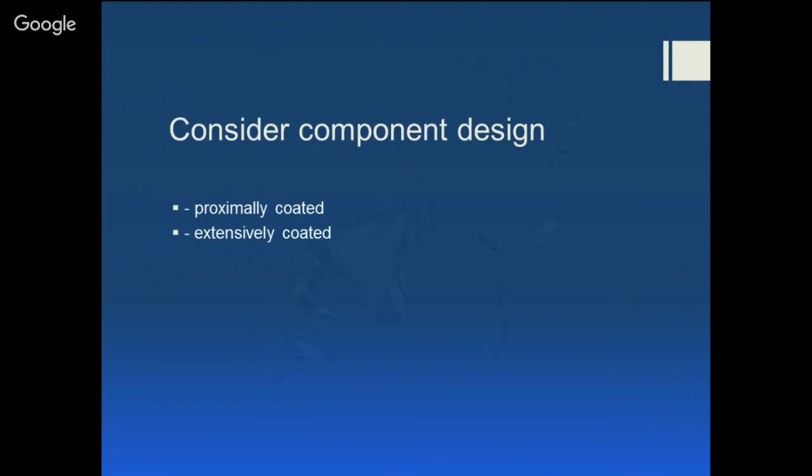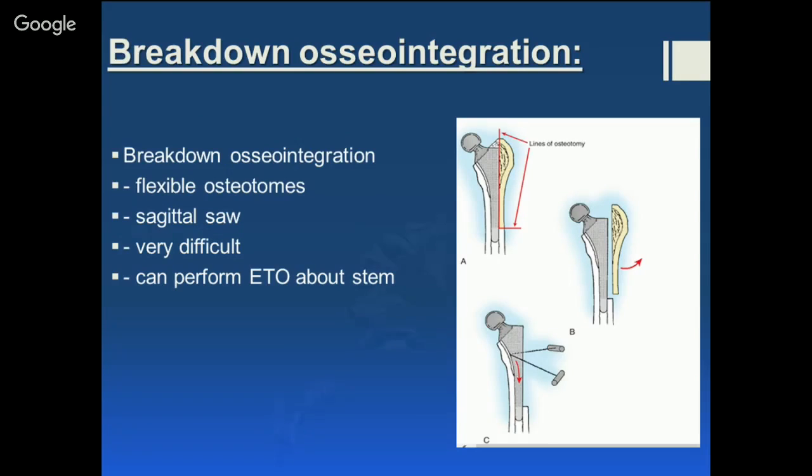Removal of the proximally coated stem is very easy because we have to disintegrate the bone and implant surface. Then we use a reverse hammer. Now, the breakdown of the osteointegration: we can break it down with flexible osteotomes, a microsagittal saw, or a bur, or we can even use an extended trochanteric osteotomy.